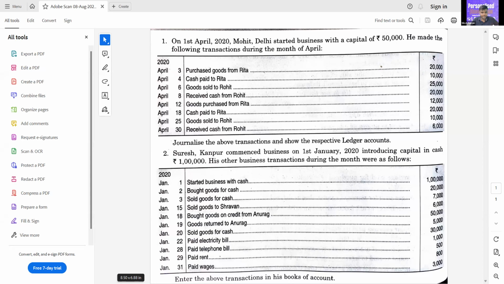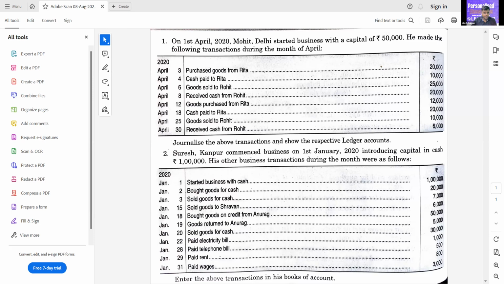One minute, sir. Purchased goods from Rita. Goods account debtor to creditors account. Should I say the amount? Yes. Okay, sir, 20,000. Purchase account debit to creditors account, you told me? Or Rita account? Yes, it will be Rita because the name of the creditor is given. Yes, sir. Okay. Next one.